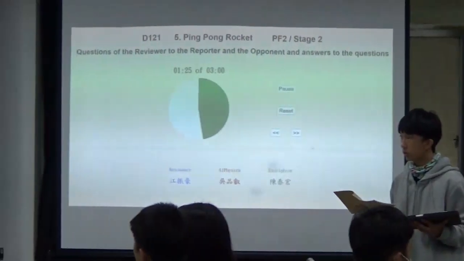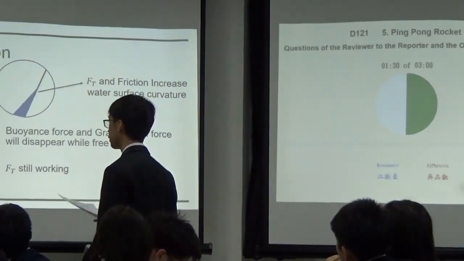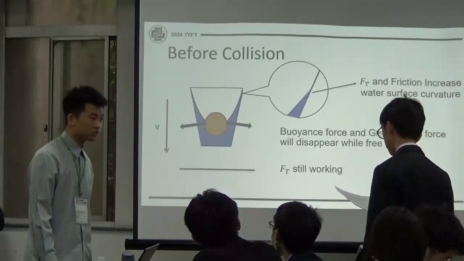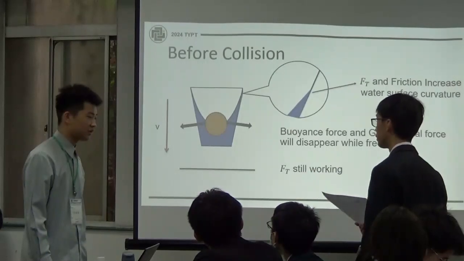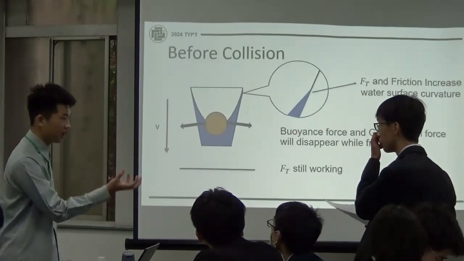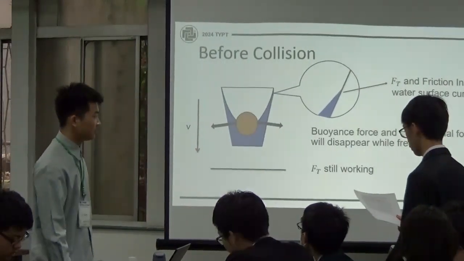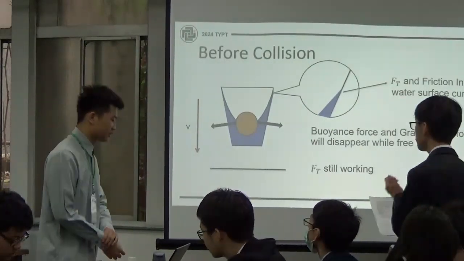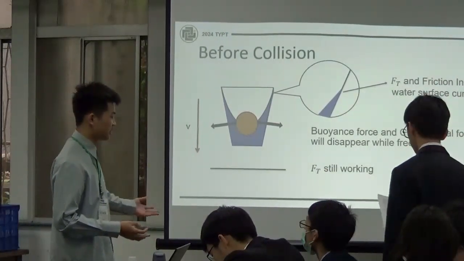Okay, I will go on to the next question. For the reporter, in your experiment, you have rotated the water to form a swirl in the water, right? And will this affect the sinking of the ball in the water? Oh yeah, it will pull the ball down more. And did you consider that in your model? Actually, I cannot be sure the spin of the water will affect it. Okay, thank you.